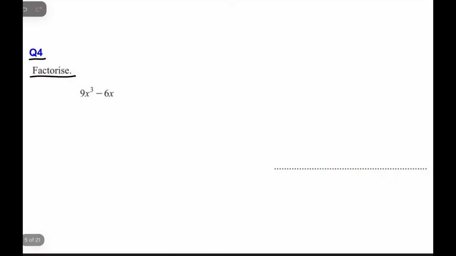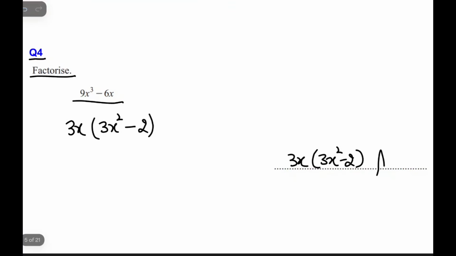So 0.05 will be our answer. Question number 4, factorize 9x cube minus 6x. So we can take 3x common. We are left with 3x square minus 2. So our answer will be 3x(3x square minus 2).